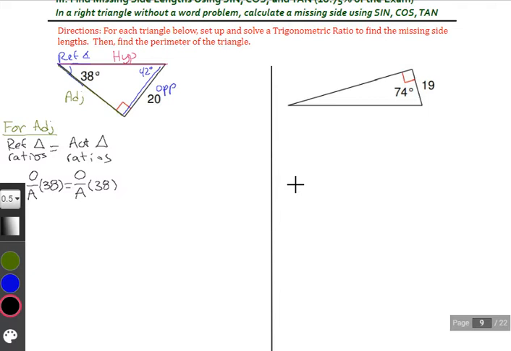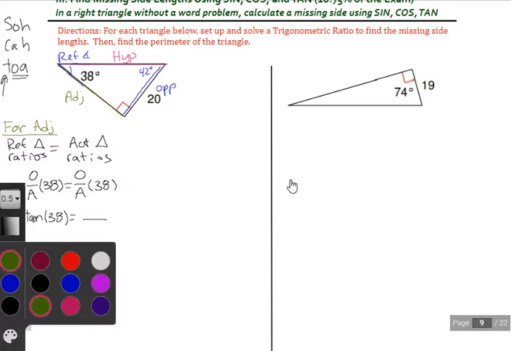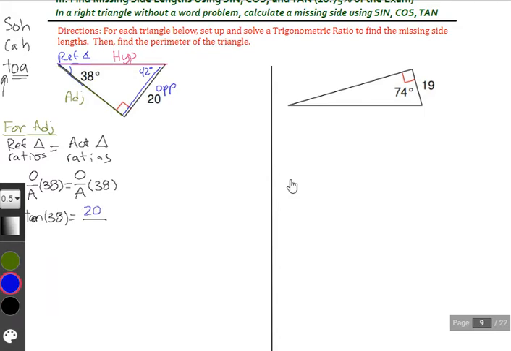O over A is how we see the triangle. The calculator is going to see it as tangent. The tangent of 38. Because remember, SOHCAHTOA. Okay, so we have the O over A ratio, so we're using tangent. In our real triangle, the one above, for a 38-degree reference, the opposite side is 20, and the adjacent side is unknown. It shall be A.